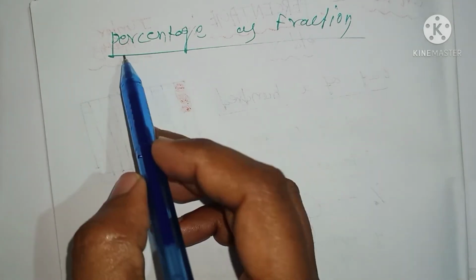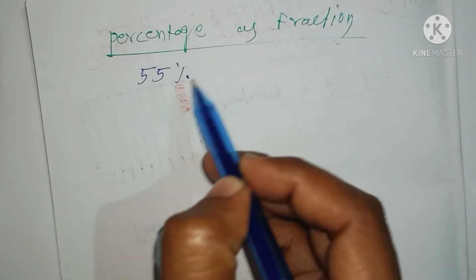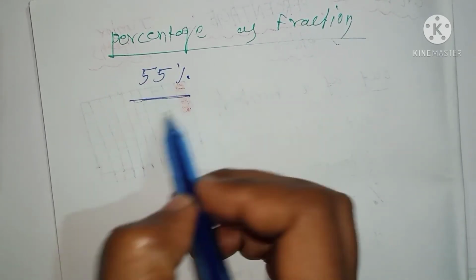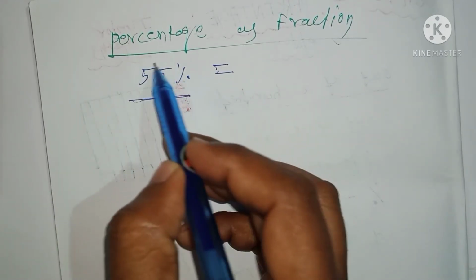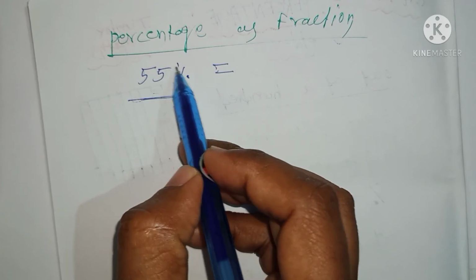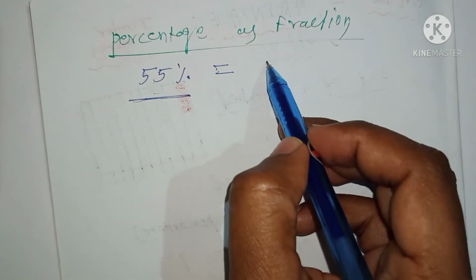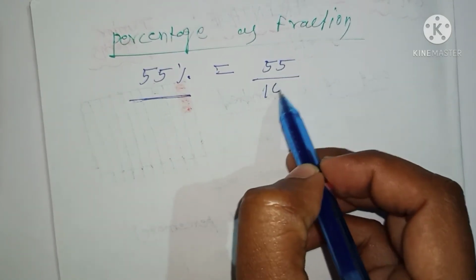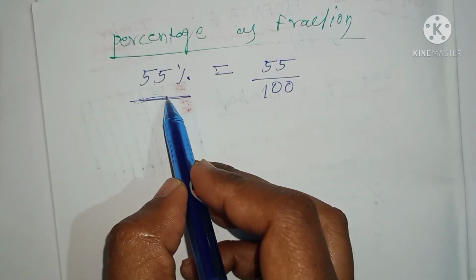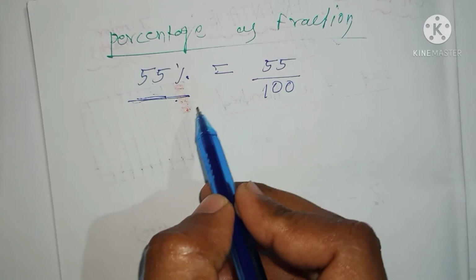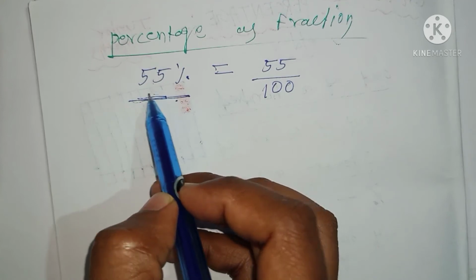So now I'll start percentage as fraction. Suppose there is a number, 55%. This 55% you can write in the form of a fraction. How will you write it? Simply, whatever the percentage is, you just divide by 100 and you will get the required result. So 55% we can write as 55 divided by 100. Whenever you want to convert percentage into fraction, simply divide by 100, and in the numerator keep the percentage.